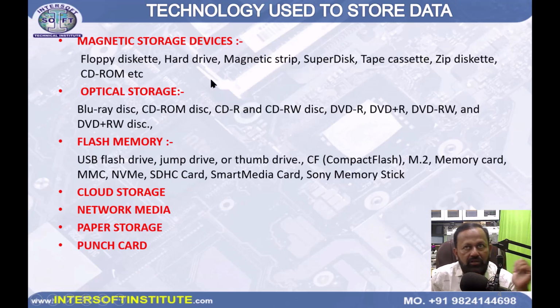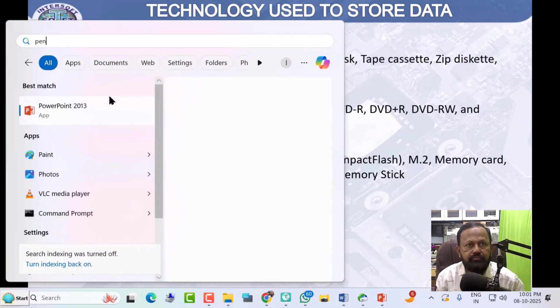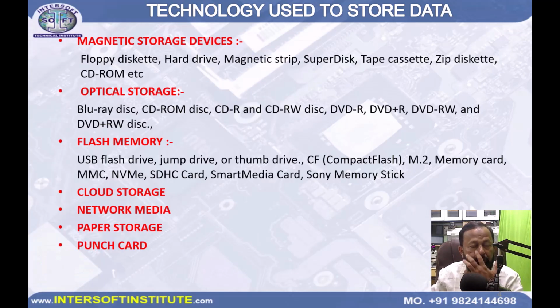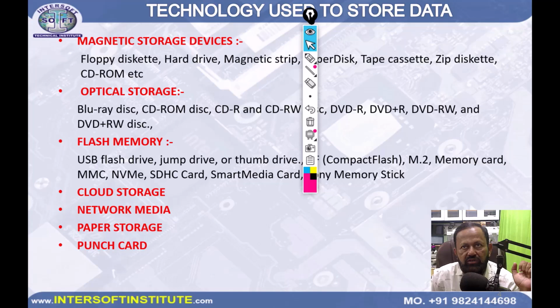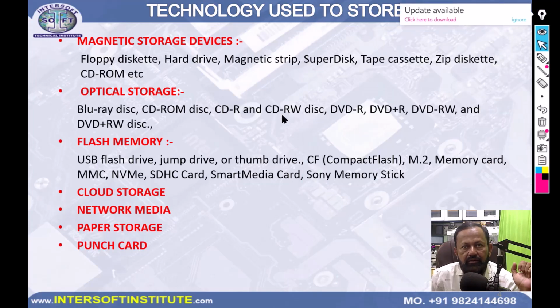Normally the technology used to store data is magnetic storage. Some are optical storage, which is used in CD-ROM, and flash storage, that is MMC, and there is cloud and network. So there are all these different storage types.